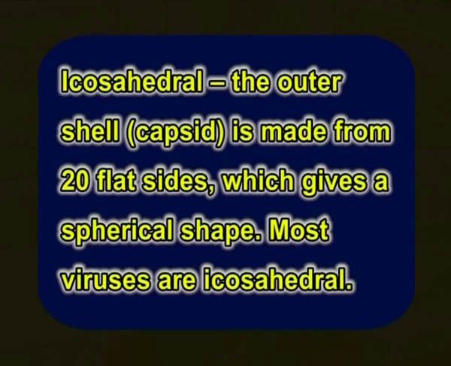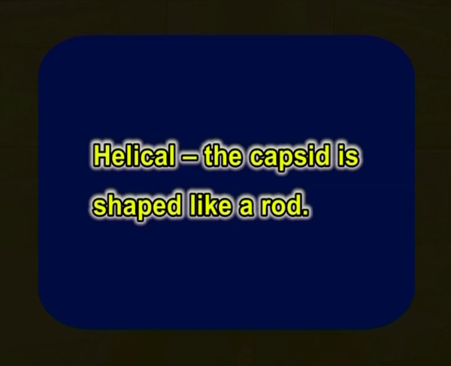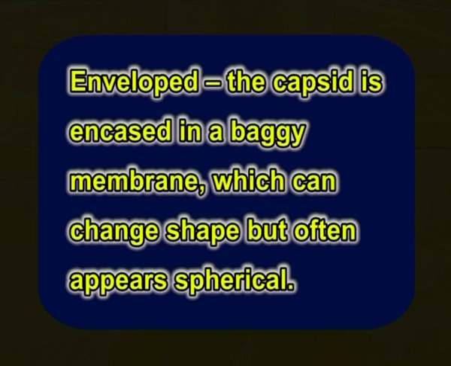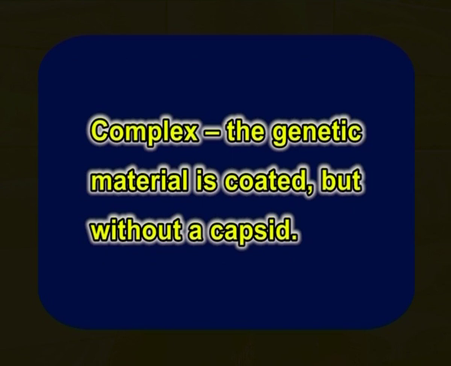Icosahedral. The outer shell, the capsid, is made from 20 flat sides, which gives a spherical shape. Most viruses are icosahedral. Helical shape. The capsid is shaped like a rod. Enveloped. The capsid is encased in a baggy membrane which can change shape but often appears spherical. Complex. The genetic material is coated but without a capsid.